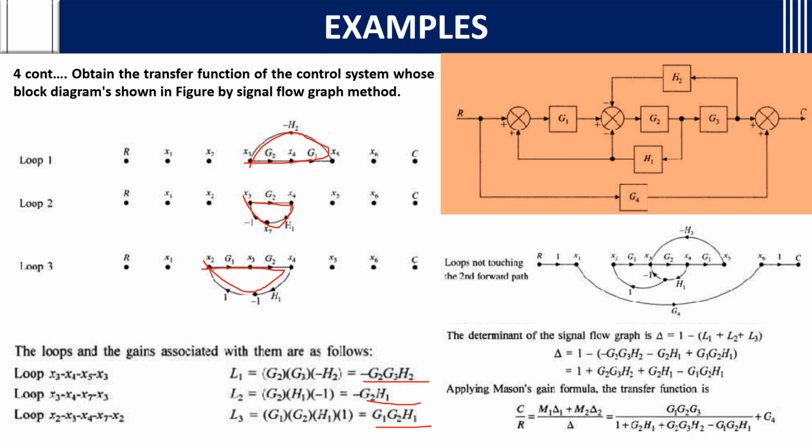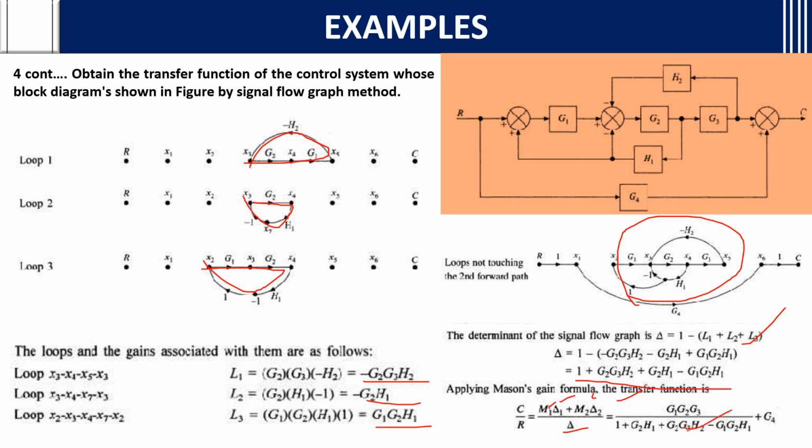Loops not touching the second forward path: see, these all are not touching, as I told. So the determinant of the signal flow graph will be delta equals 1 minus (L1 plus L2 plus L3). See, there are no 2 non-touching loops or 3 non-touching loops. So L1, L2, L3, and 1 minus this is the delta. You know M1 delta 1, M2 delta 2, and delta, you will just substitute and you will get the transfer function.